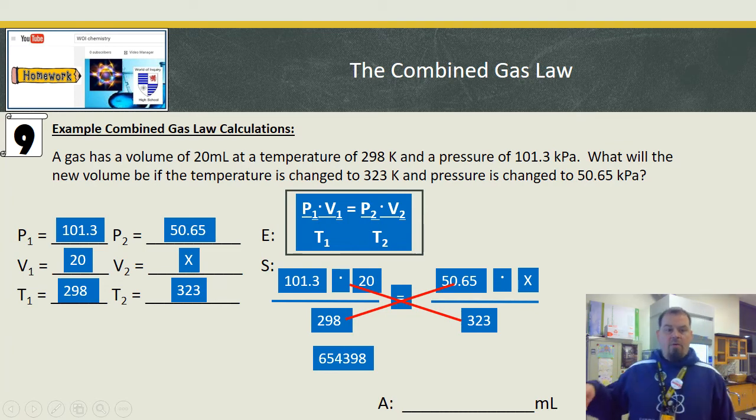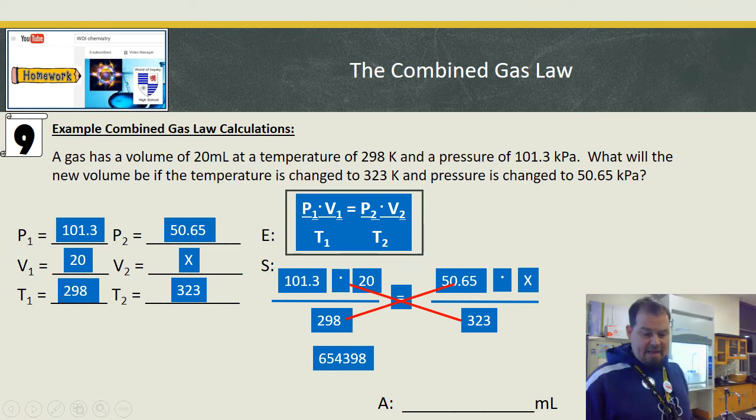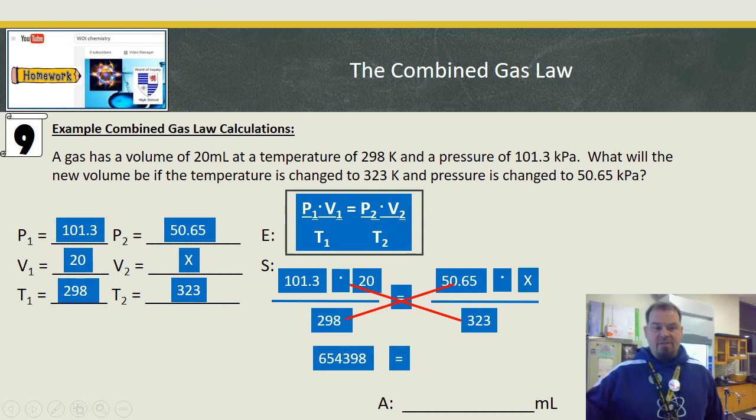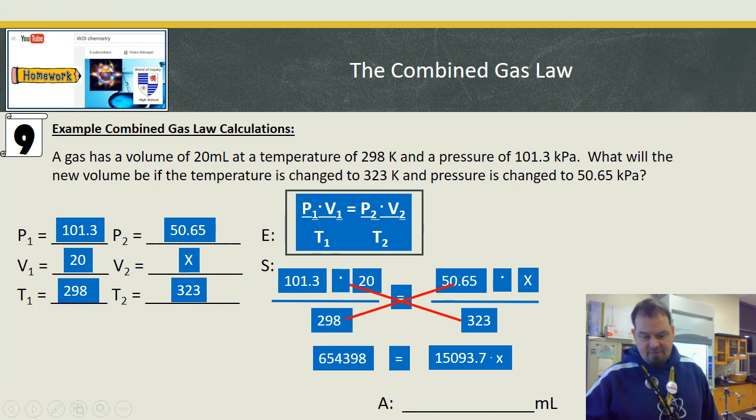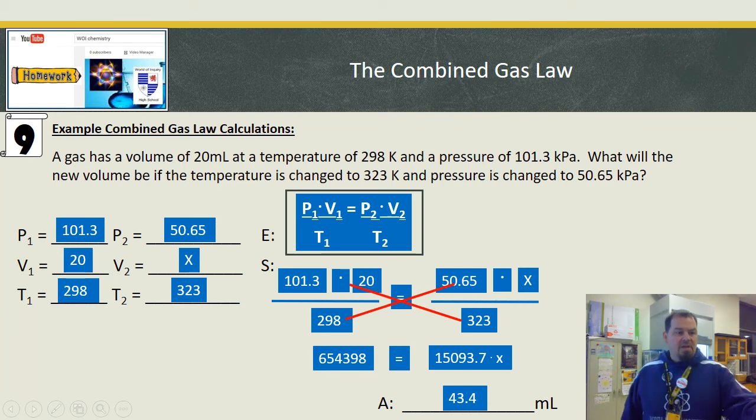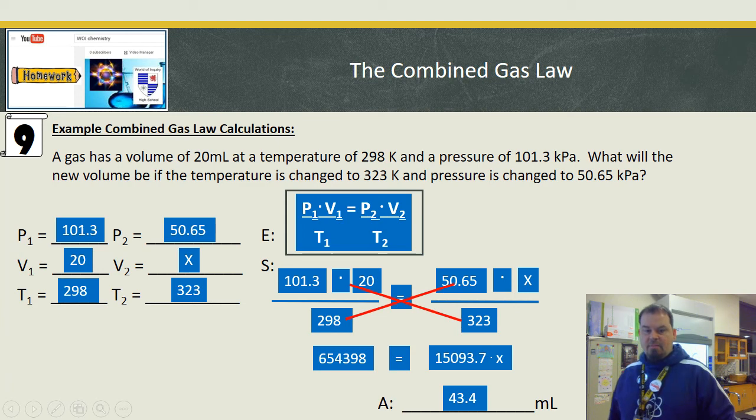So if I multiply the 101.3 times 20 times 323, I got that. And then I multiplied the 50.65 and the 298, and I got that. And then to get X by itself, I divide both sides by that 15,000 number, and I get 43.4. And if you look, the initial volume was 20. The final volume is 43. Between friends, that's in the ballpark. It's doubled, okay? A little over double, but it's not like I got a volume of 4,000 or a volume of 0.4, something that's like magnitudes of 10 off. I'm in the ballpark, right? And that helps me just rationalize that I probably got the right answer.